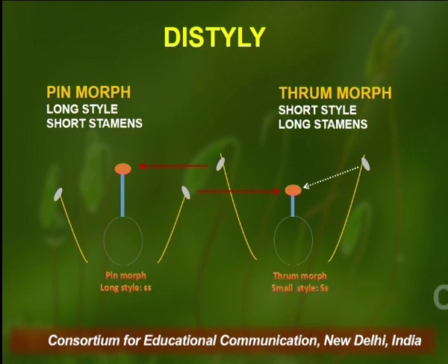The second morphology, the thrum morphology, is where the style is short and the stamens are long. Now, you can see that the stamens in thrum morph correspond to the stylar length which is seen in a pin morph. So, the pollen from the thrum morph is deposited on the stigma which is present in a pin morph. Vice versa, the pollen from pin morph is transferred to the stigma which is present in the thrum morph.